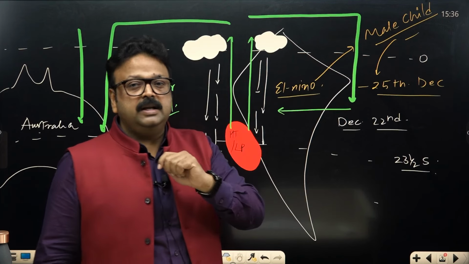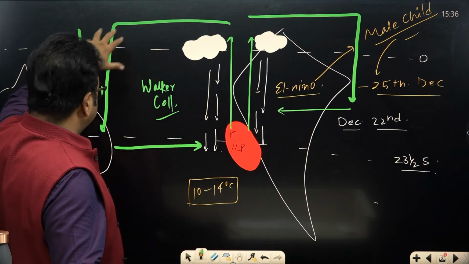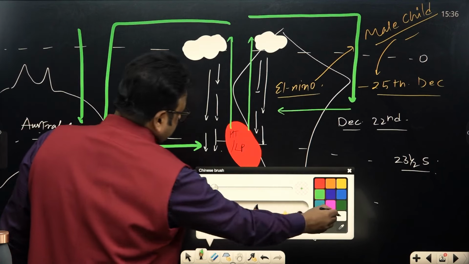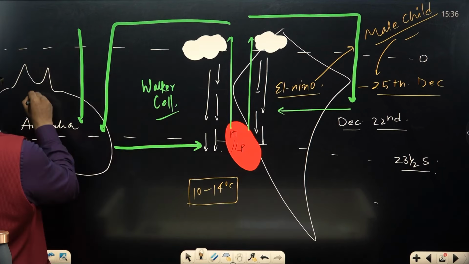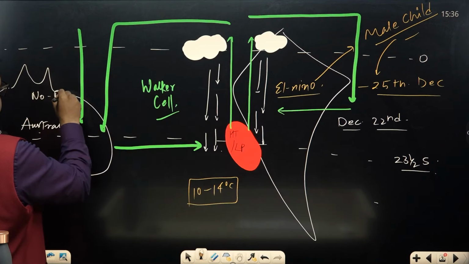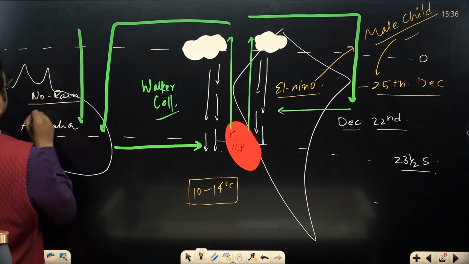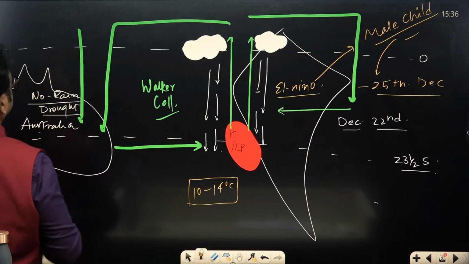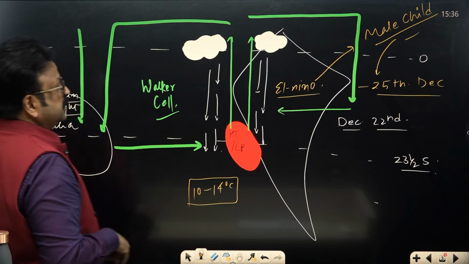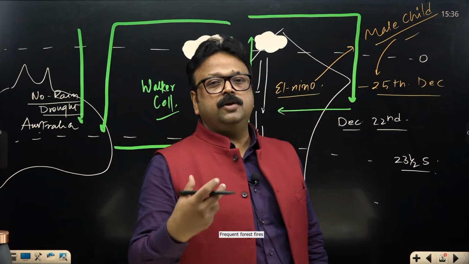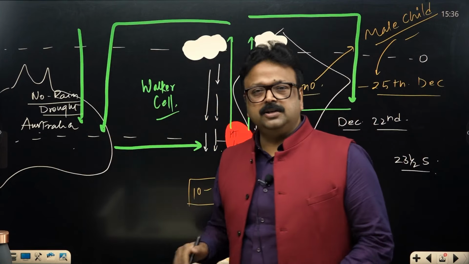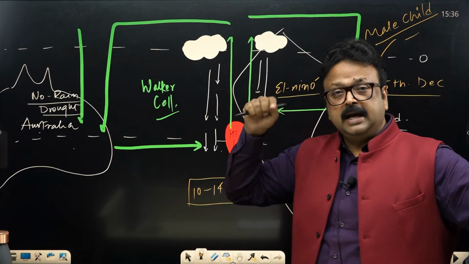And similarly, if you see the Walker cell, there is sinking of air, and due to sinking of air, you will find that there is no rainfall. No rainfall, there will be drought condition in Australia and Indonesia, and because of drought condition there will be frequent forest fire. So again you will find that there is negative condition prevailing over there. This is happening in December.